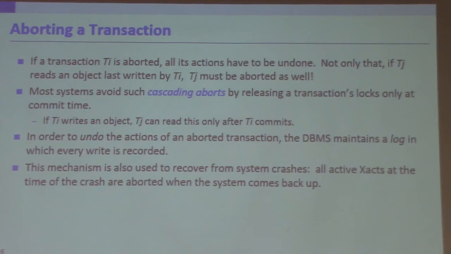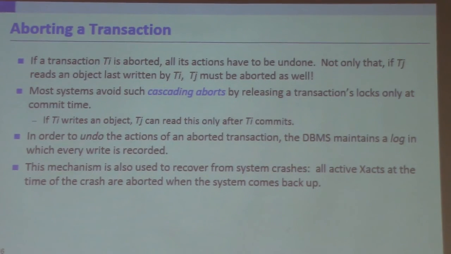If transaction Ti is aborted, all its actions have to be undone. So how do you undo a transaction? Well, you use something called a log. We will talk about that in the next lecture slides. A log is something that you keep around on permanent storage media that remembers what has been done by a particular transaction. Not only that, if Tj, another transaction, reads an object last written by Ti, then Tj must be aborted as well. Essentially, you are reading an uncommitted object. That's why Tj must be aborted.